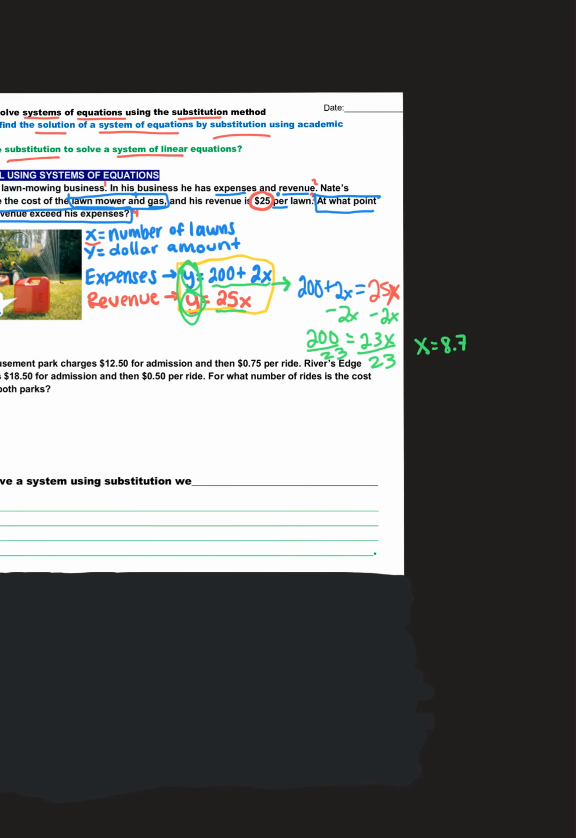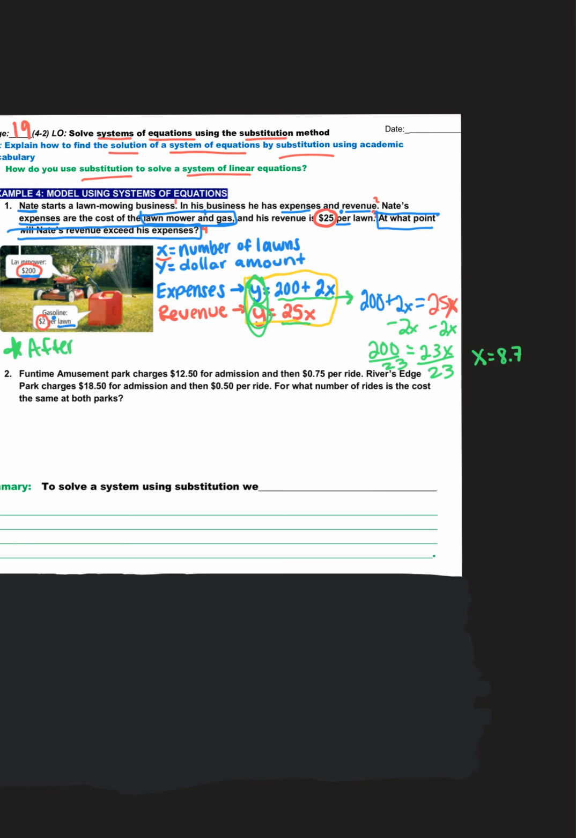Well, let's say that if he does 9, he's going to make money. So our answer here, guys, is going to be: after 9 lawns, Nate's revenue will exceed his expenses.